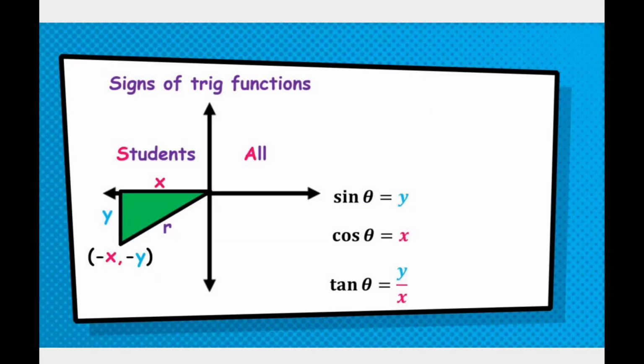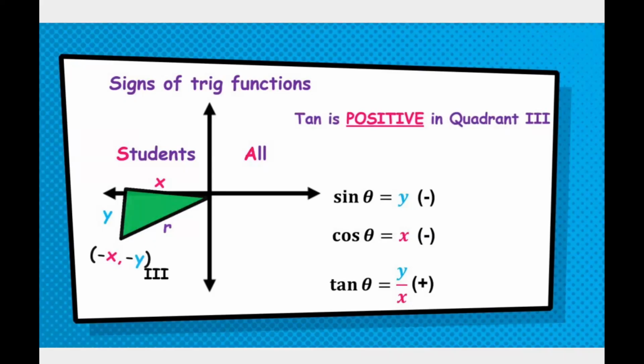And then let's look at quadrant 3. X and Y are both negative. So Y is sine, that's negative. Cosine is X, that's negative. If I divide a negative by a negative, that's a positive. So tangent's the only thing positive in quadrant 3.